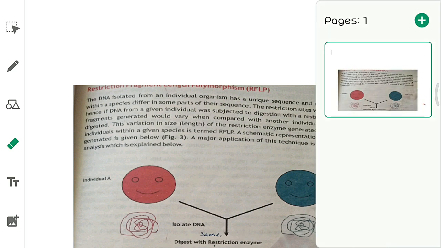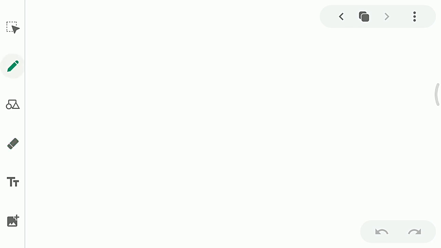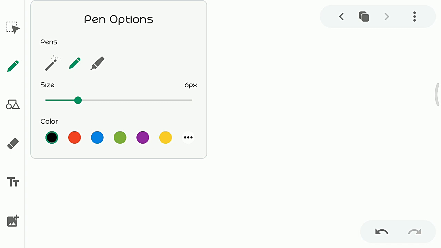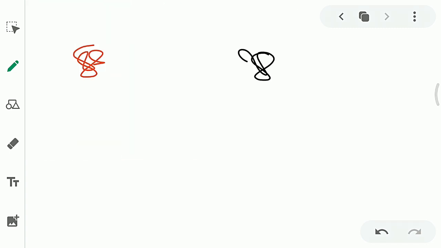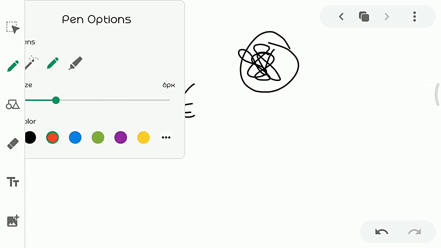Let us see, for example, I take DNA from two individuals, mine and my brother. Keep in your mind that we both are not identical twins. Okay, we are siblings. And if I cut this with the same restriction enzyme, the same enzyme is used for cutting this DNA as well as this DNA, and we get some fragments. Okay.